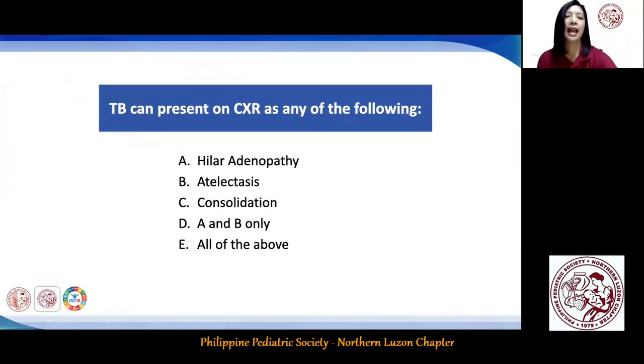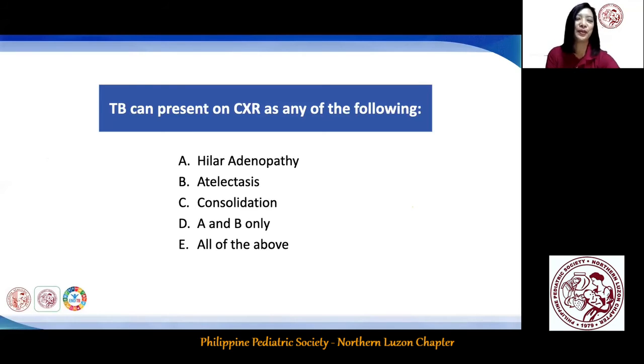Okay, so the last question for this segment: TB can present on chest X-ray as any of the following. Letter A, hilar adenopathy. Letter B, atelectasis. Letter C, consolidation. Letter D, A and B only, and letter E, all of the above. So 5 seconds. Okay, so 5, 4, 3, 2, 1. Okay, let us see. Okay, all of the above. Very good. Correct po tayong lahat.